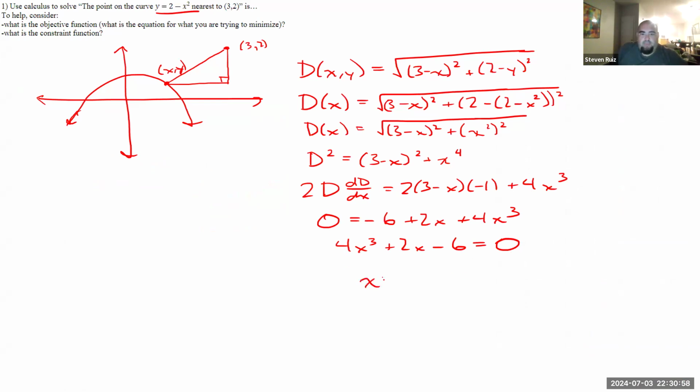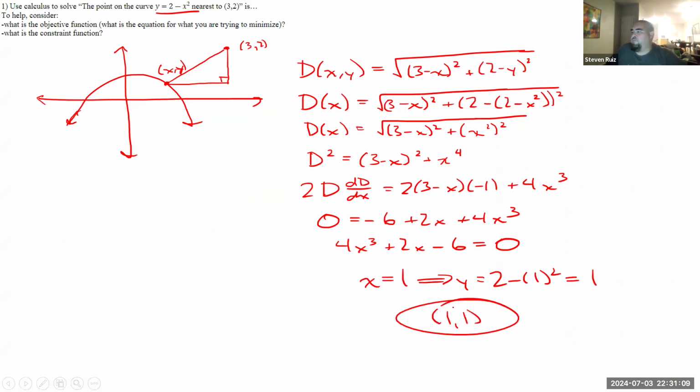So when x equals 1, what does my y value equal? It equals 2 minus 1 squared, which is also 1. So my point nearest to 3, 2 that is on that curve is 1, 1.